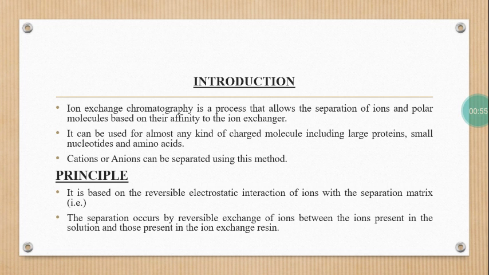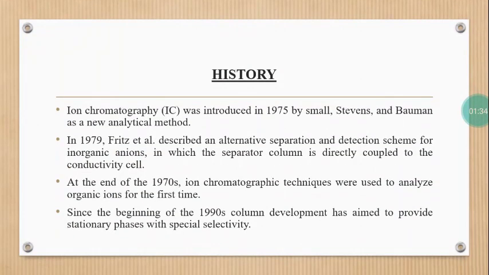Principle of ion chromatography. It is based on the reversible electrostatic interaction of ions with the separation matrix, that is, the separation occurs by reversible exchange of ions between the ions present in the solution and those present in the ion exchange resin. Ion exchange chromatography relies on the attraction between an oppositely charged stationary phase, known as an ion exchanger, and an analyte. The ion exchanger consists of an inert support medium coupled covalently to positive anion exchanger or negative cation exchanger functional groups.